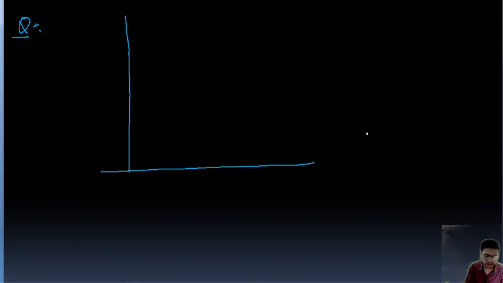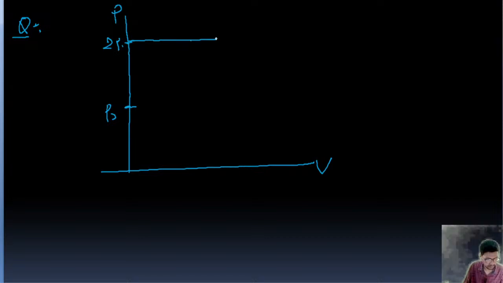Next question is, I'll make a diagram first. So this is the PV curve, this is P and this is V. This is P naught and this is 2 P naught.